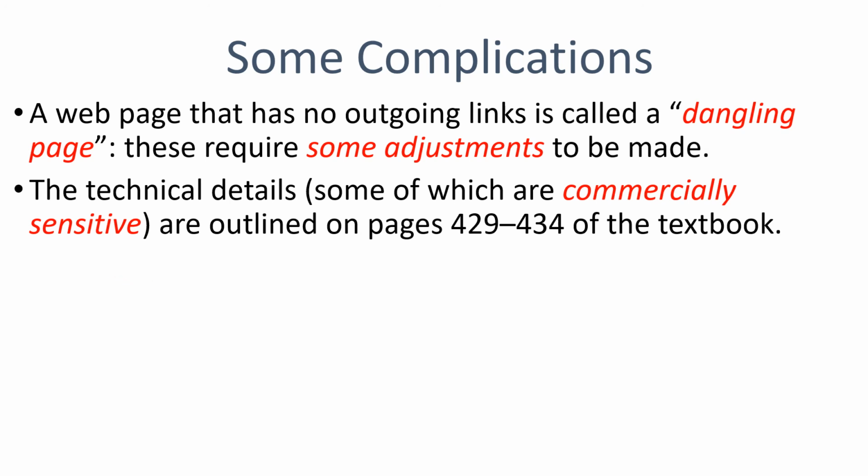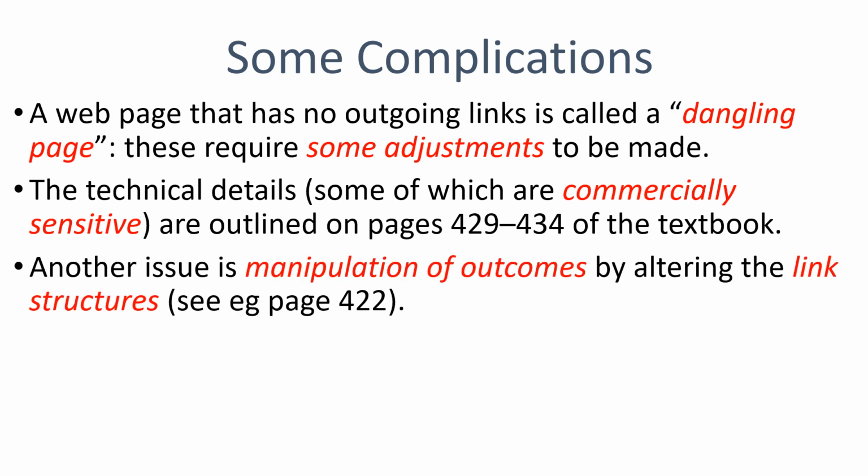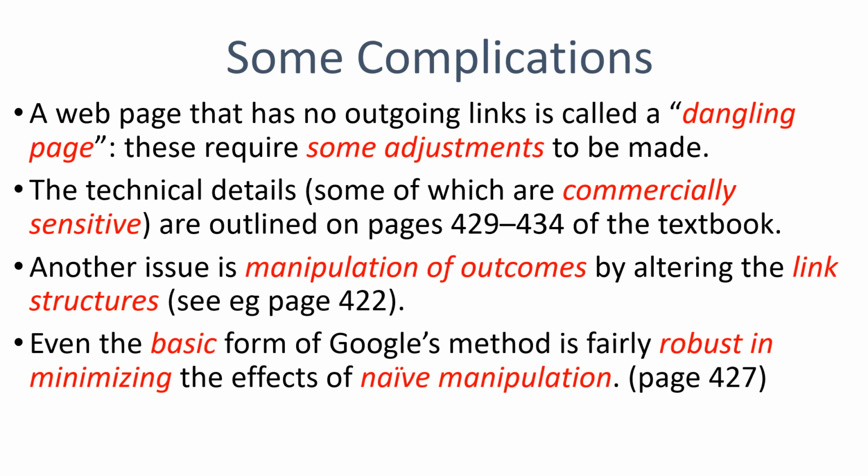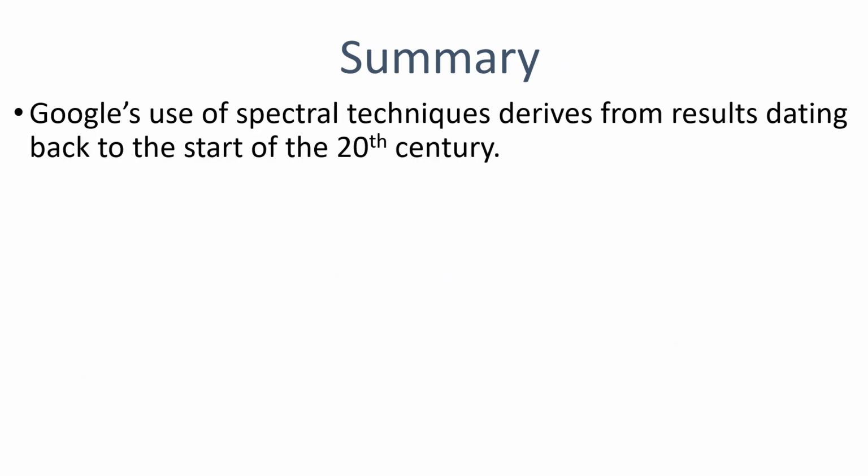The other problem is that some of the precise details are commercially sensitive to the operation of Google's method. The other problem which can arise is trying to manipulate outcomes by altering the link structure. So again, I give another example in the textbook. It turns out, however, that even the most basic form of Google's approach is quite resistant to naive manipulation attempts. So let me just summarize.